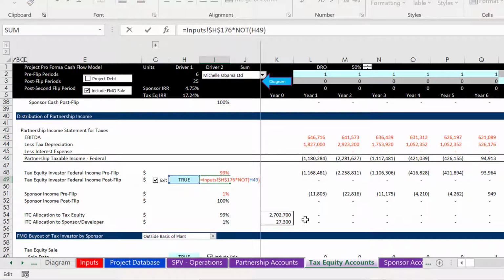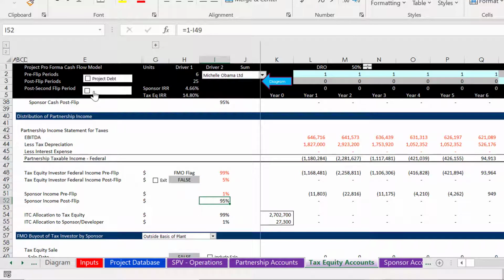Afterwards, we have the same thing. This is the FMO flag. Okay, I gave up. I don't call it switches anymore. I call it flags. And then the sponsor gets the opposite. This could be one or it could be one minus this. And then afterwards, again, I did use this correctly, because if we include the FMO and the exit, then it's 95 versus this. And I think this is a little redundant because I've got it up here.